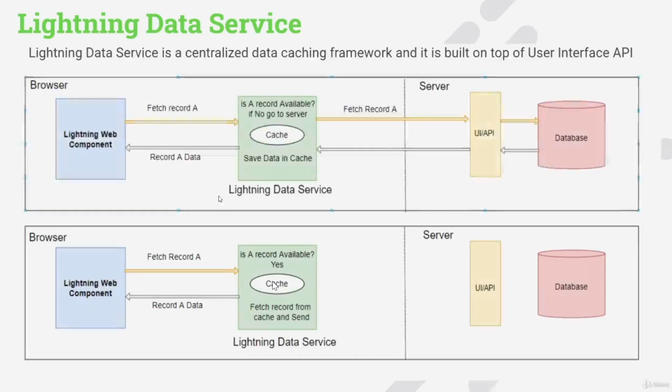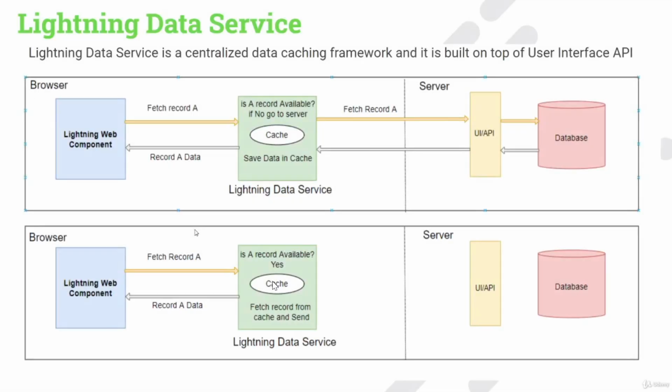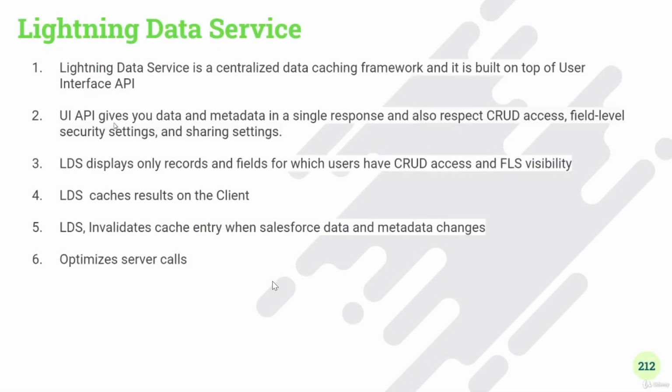LDS caches results on the client. If you look at the diagram, Lightning Data Service is a client side cache. Basically, it's not at the server side. And LDS invalidates the cache entry when Salesforce data or metadata change. So behind the scenes, if a third component updates record A, it automatically invalidates the cache and fetches the latest records, and it automatically updates the Lightning Web component as well.